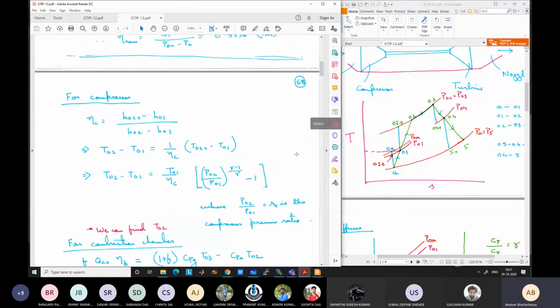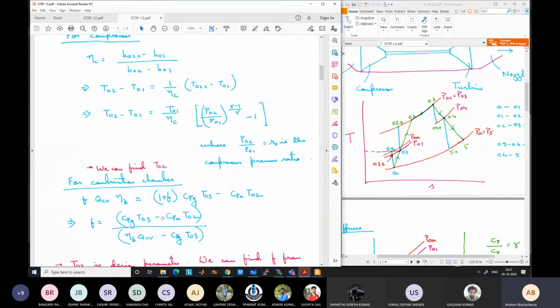What is our next step? We have to do the energy balance in the combustion chamber. Why is it required? To get the amount of fuel that is required, to get the fuel air ratio, because for subsequent calculations the fuel air ratio will be required.